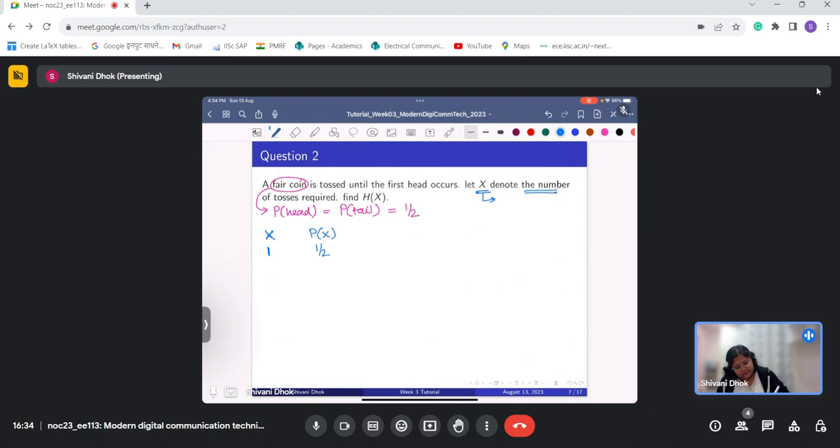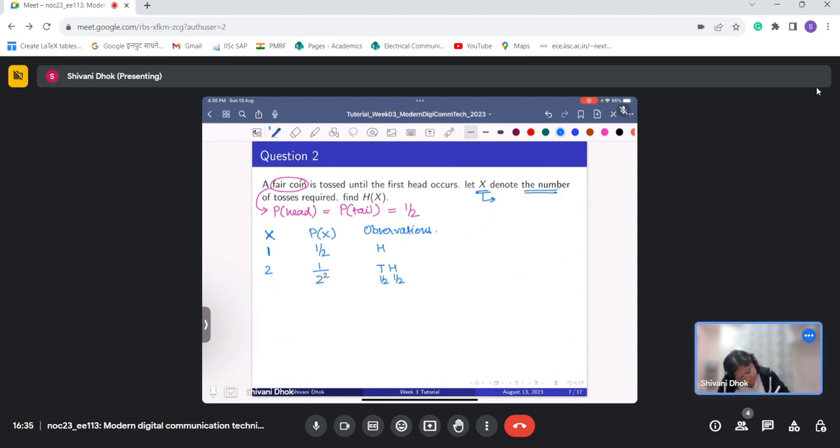Suppose it happens like this. So this is head. Now it may happen that first I observed a tail, and at the second toss I observed a head, which means my X is 2. Here the tail occurs with a probability of half, and the head occurs with a probability of half, which means this is 1 by 2 into 1 by 2, which I can write as 1 upon 2 square.